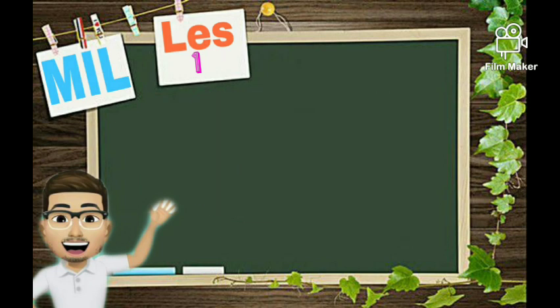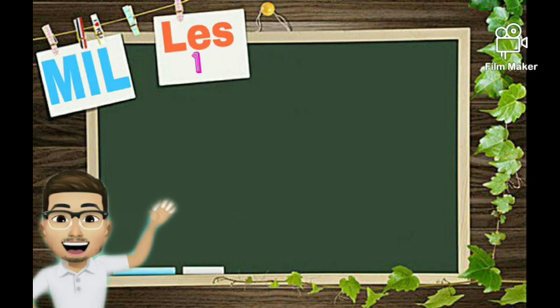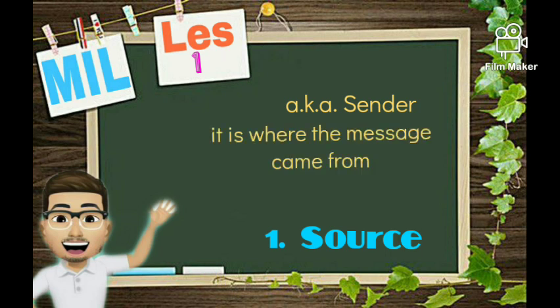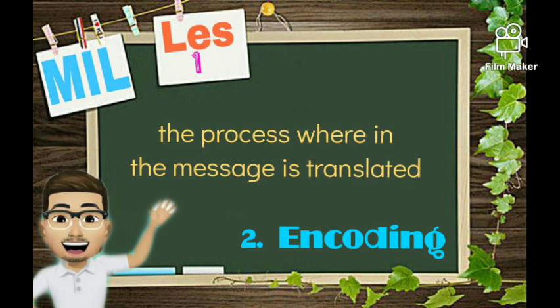Okay? And then next we have the eight elements of communication that constitute the creation of message according to Thoreau. Okay, so the first one we have the source, or also known as the sender. So the source is where the message came from. It can be a person or an organization. And then next we have the encoding, or the process by which a message is translated so it can be transmitted and communicated to another party. Encoding is how you compose your sentences as you communicate.